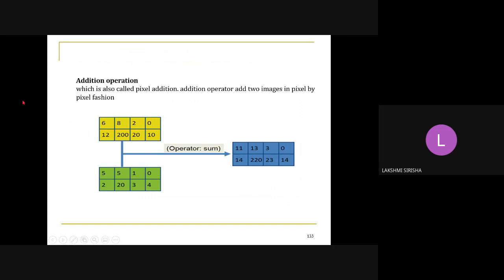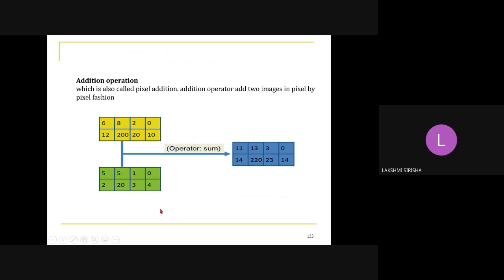The addition operation adds any two matrices, because any image is represented in matrix form. In image addition, the corresponding pixels are added together. The first one is one image and the second array is another image. Then add these two. The corresponding pixels means the corresponding positions. For example, the first pixel in the first matrix is 6 and the first pixel in the second one is 5. So these are the corresponding pixels. That means 6 plus 5 equals 11. Similarly, 8 plus 5, 3 plus 1, 0 plus 0.